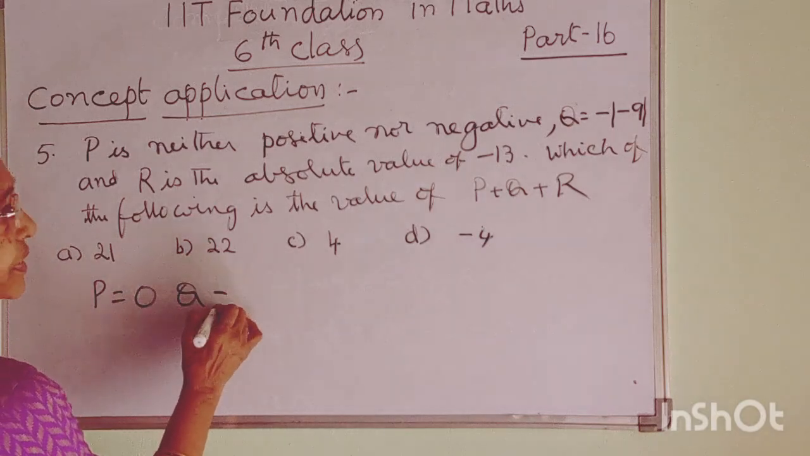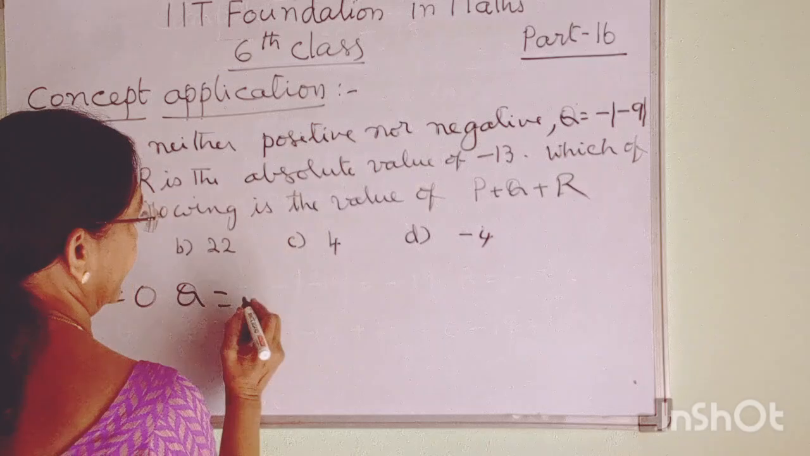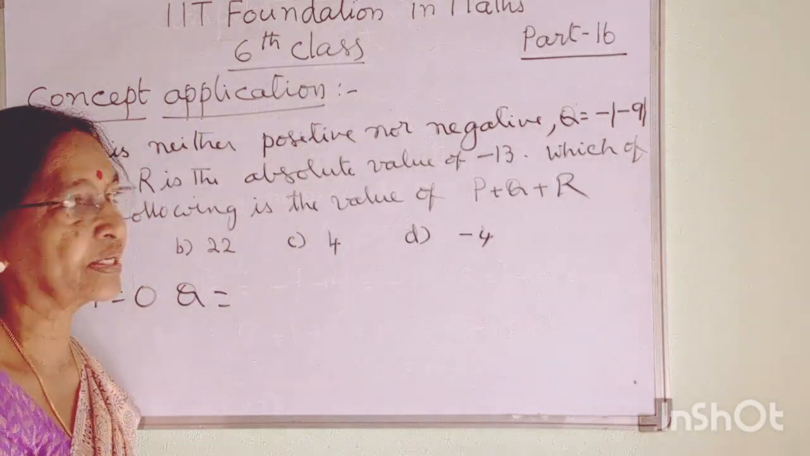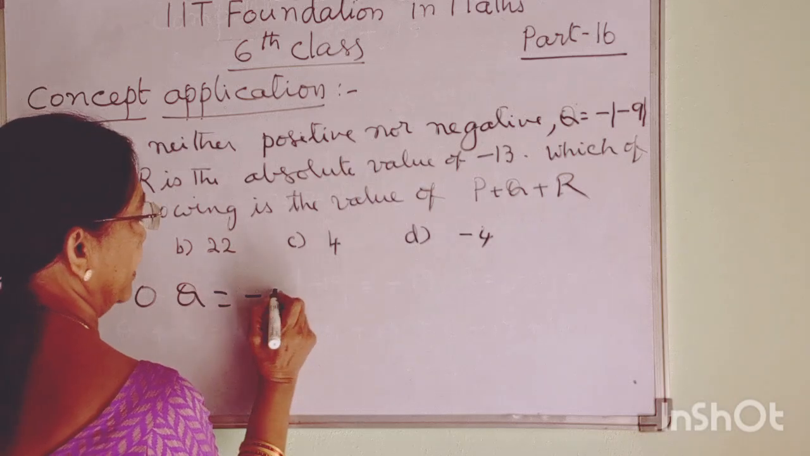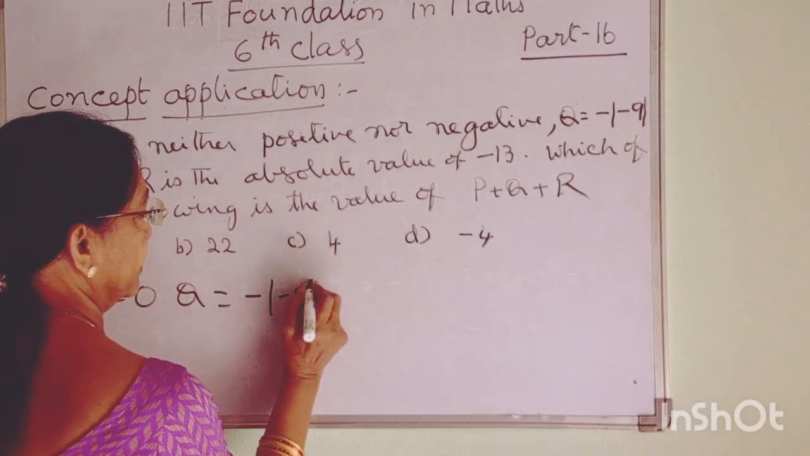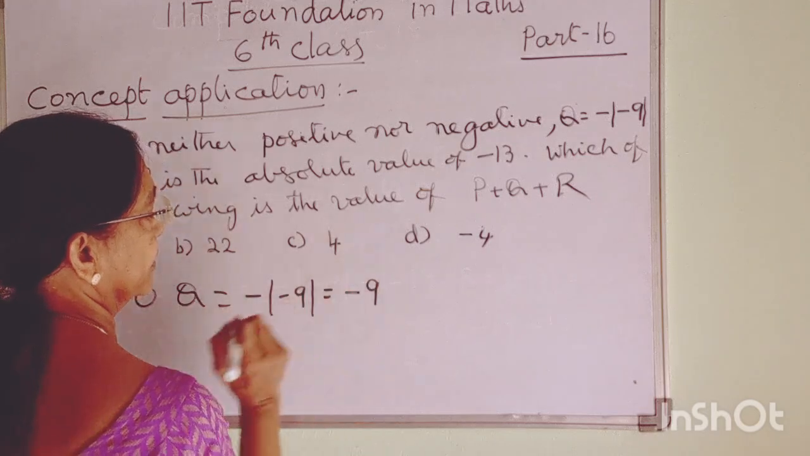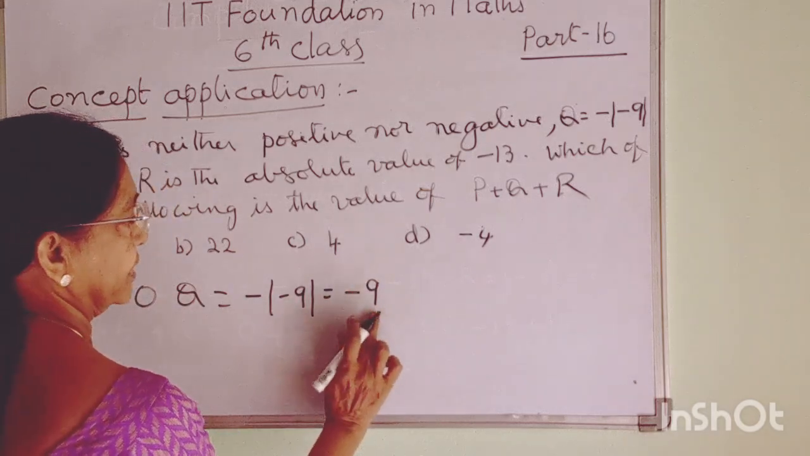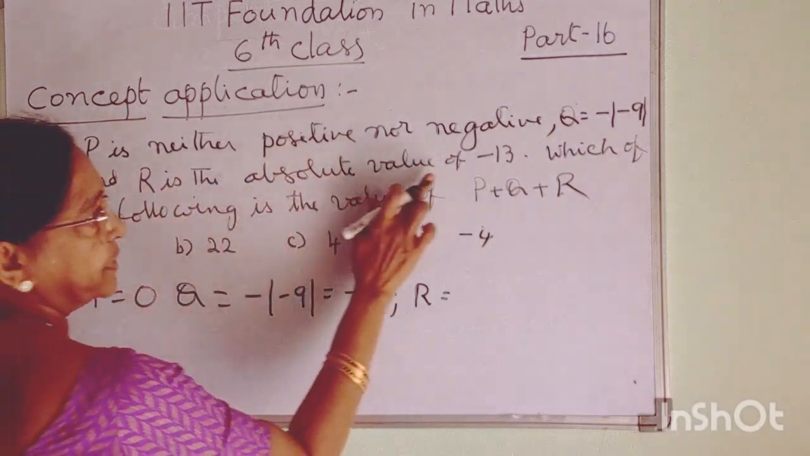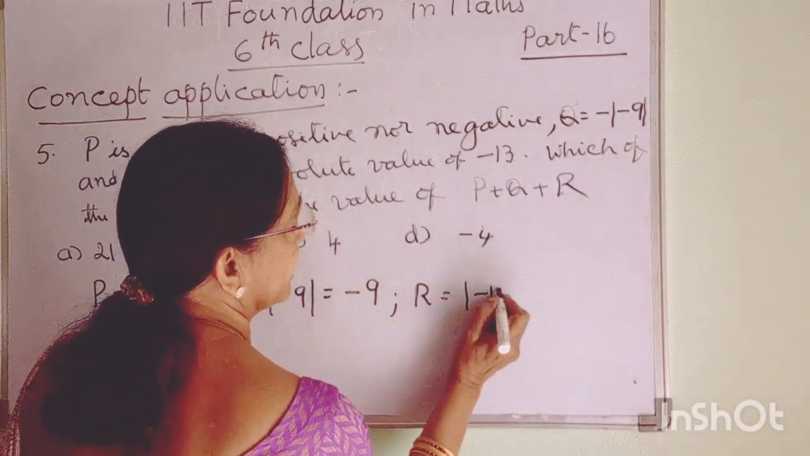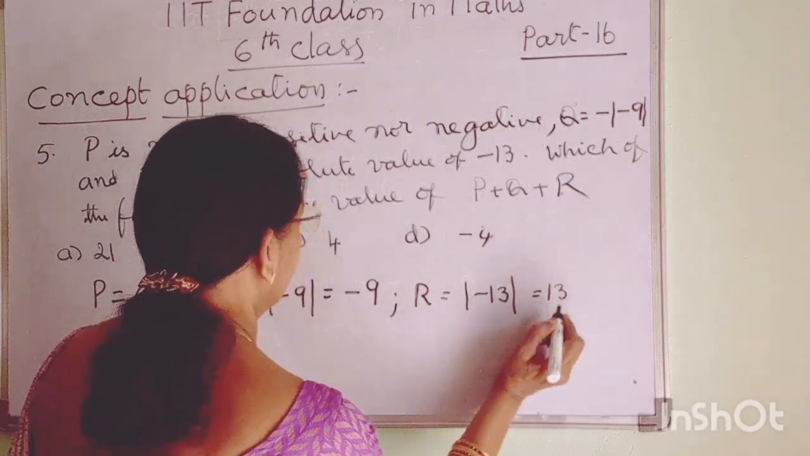And Q is minus modulus of minus 9. That means the modulus of minus 9 is 9. Therefore Q is equal to minus modulus of minus 9, which is minus 9. Therefore Q is equal to minus 9. And R is equal to the absolute value of minus 13. So the absolute value of minus 13 is 13.